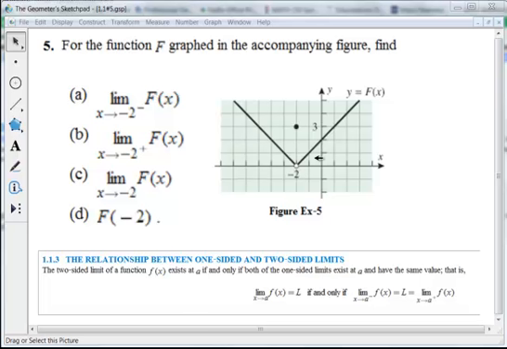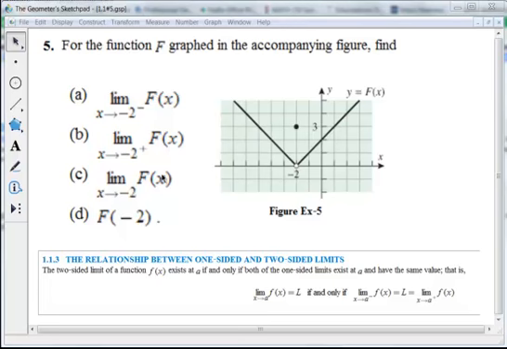Now we're going to look at the limit as x approaches -2 from the positive direction. So now I'm coming in this way, and once again you can imagine putting in points and noticing that the y values are getting closer and closer and closer to 0. So this answer is also 0.